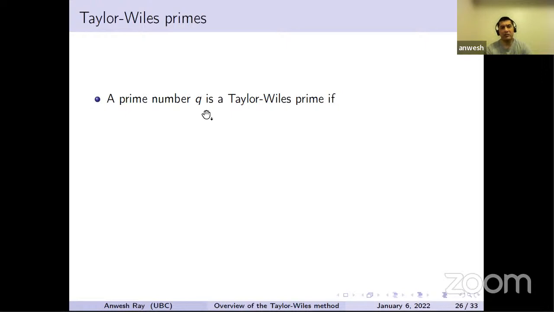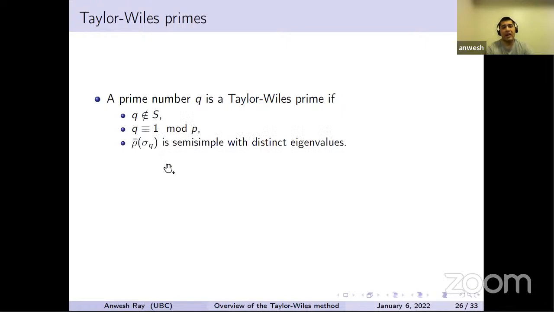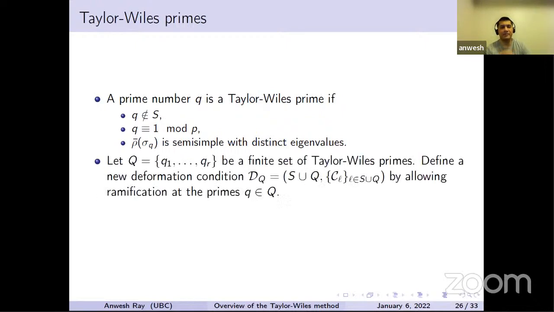So a prime Q is called a Taylor-Wiles prime if it satisfies the following conditions. Q is not in the set S, so remember that S is the set of primes dividing the Artin conductor times p. Q is also 1 mod p. And the last condition is that rho bar at sigma_Q, rho bar at the Frobenius, is semisimple with distinct eigenvalues. These conditions are important for the representation-theoretic aspect of this. So now suppose capital Q is a finite set of Taylor-Wiles primes.